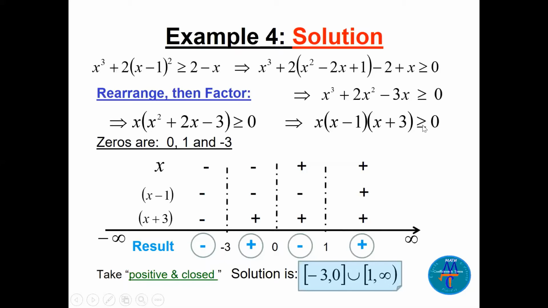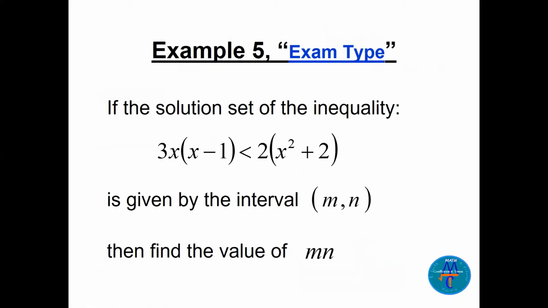See, the last inequality here, greater than or equal. So take the positive from the table, positive here, positive there. Why? Greater than or equal, make it closed. So the solution will be -3 closed to 0 closed, union, 1 closed, infinity always open. That's a nice question. Let's see more.